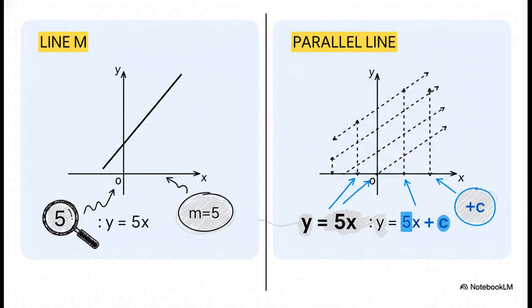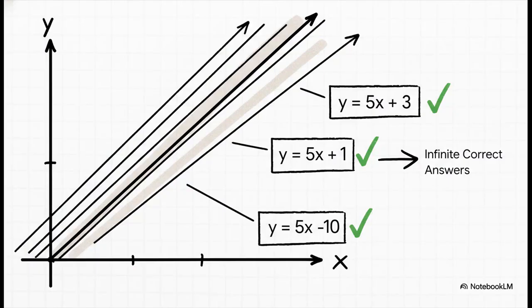Always. So let's look at line m. Its equation is y equals 5x. If we compare that to our formula, y equals mx plus c, what's the m value? It's clearly 5. This means that any line that's parallel to it must also have a gradient of 5. The only thing that can be different is where it crosses the y-axis, that c value. This means pretty much any equation that starts with y equals 5x is going to be correct. You could write y equals 5x plus 1, or y equals 5x minus 10, or like we have here, y equals 5x plus 3. Any of those would give you the mark, because they all have that all-important gradient of 5.